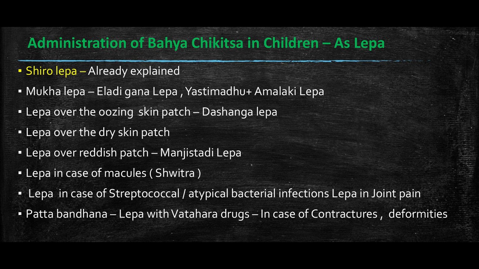Okay. Pattabandhana, one more type of bahya chikitsa. Especially this is quite useful in case of existing contractures because of different disabilities like cerebral palsy, etc. So, pattabandhana by using different Vatahara drugs, Eranda Lepa, etc. That can be very well done. That also gives a very good result.